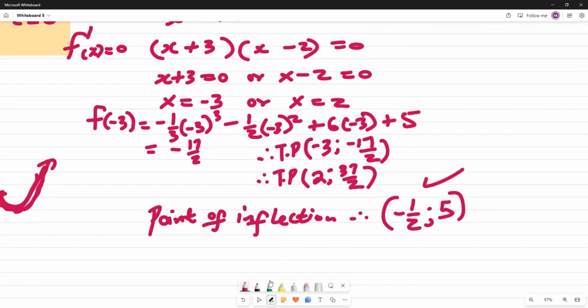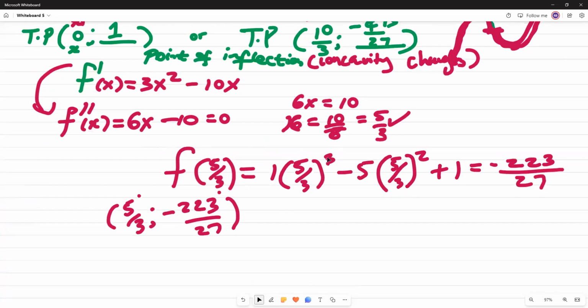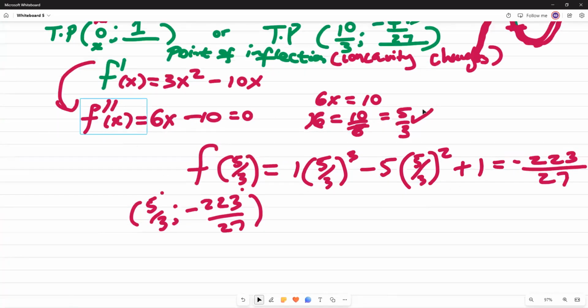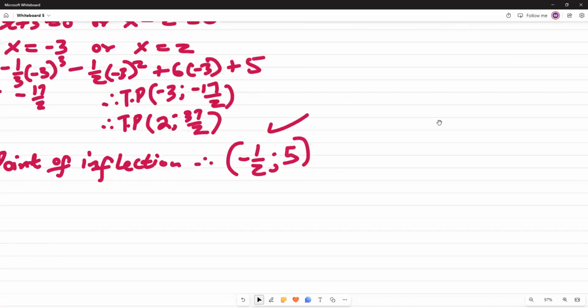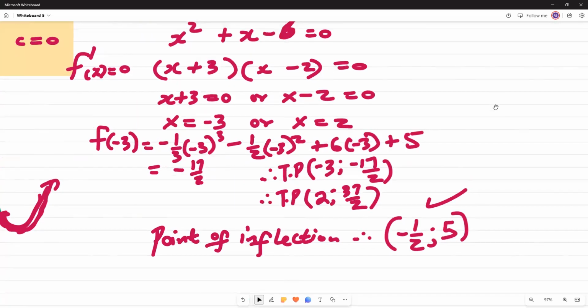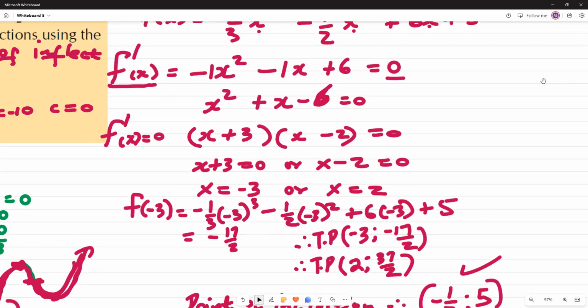Or if you want to, you can use this method. You do the second derivative, and then you get your answer. Then you substitute into your function, you get your solution. Should give you the same answer. You can test it and see if you're going to get this. But otherwise, this is the end of this video.